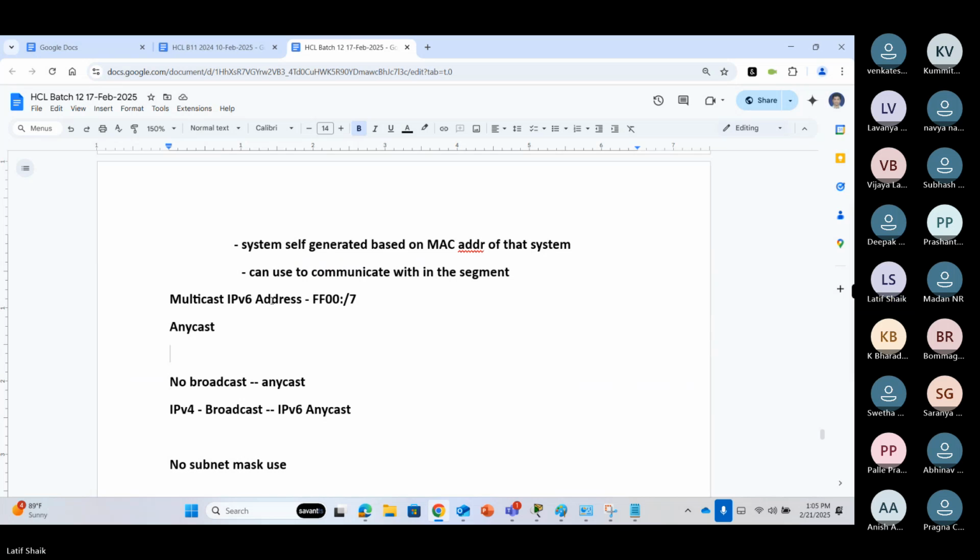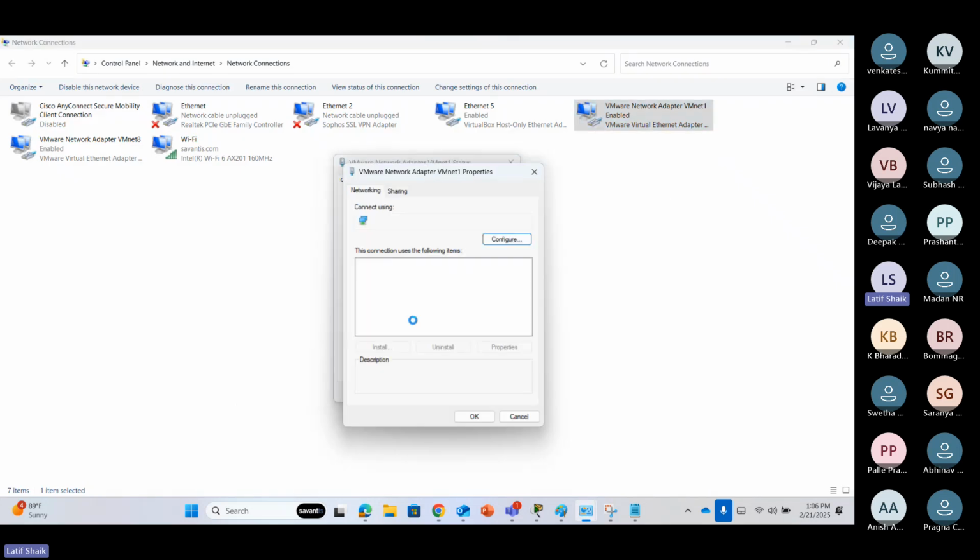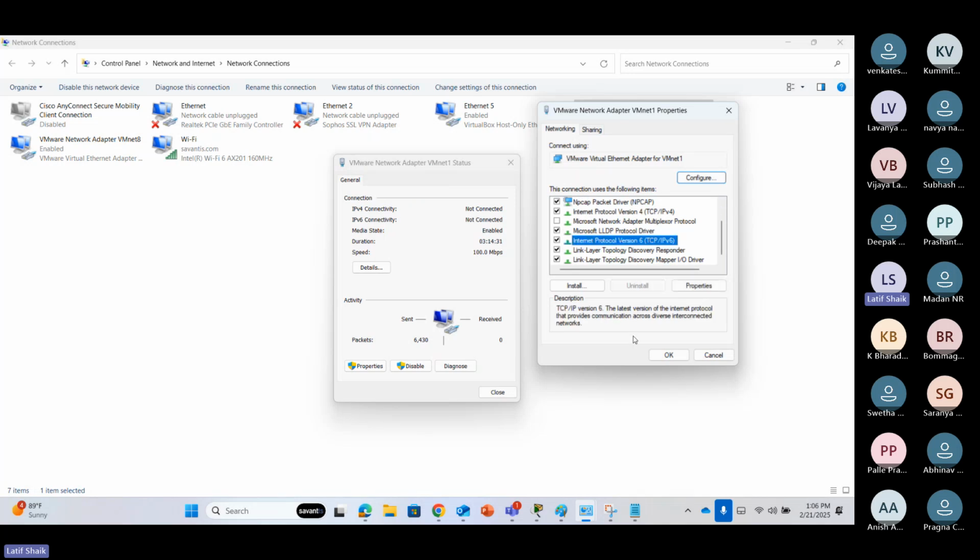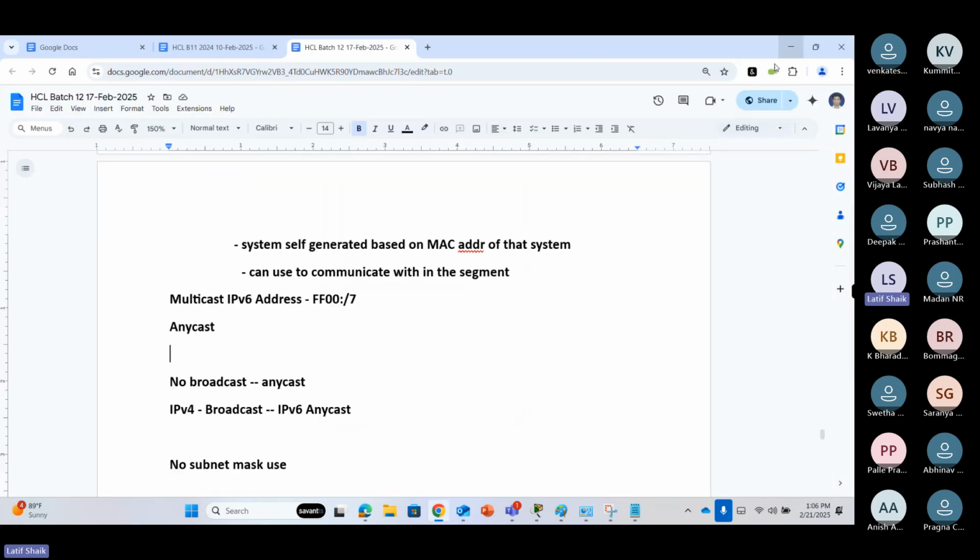And anycast means generally IPv4 does broadcast, IPv6 does anycast. Broadcast means sending a packet to everyone in the network. Anycast means if the destination, the connected devices, are enabled with IPv6, then only it will send. For example, you take these properties. If the IPv6 check mark is there, it means that type of device, either IPv4 and IPv6 or only IPv6 device, it will send like a broadcast type, the anycast thing. A device with only IPv4, our system won't send to them.